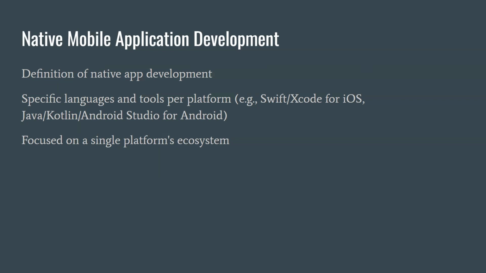Xcode. And if you're building an Android app in a Google ecosystem, then you will most likely be using Kotlin language for a modern app, and Java if you're dealing with an existing app with Android Studio. And you may be wondering, why would someone go native? There are definitely advantages and disadvantages to this. So we are going to look at both in the subsequent slides.